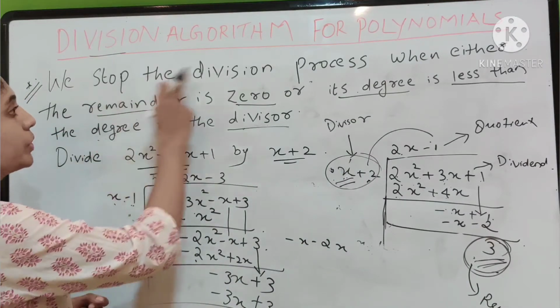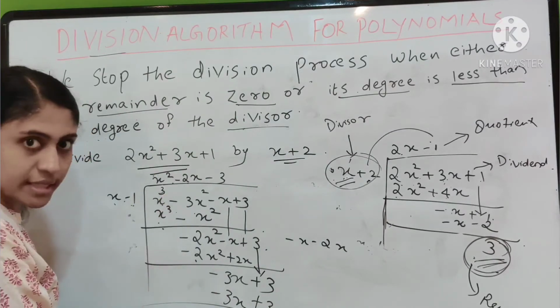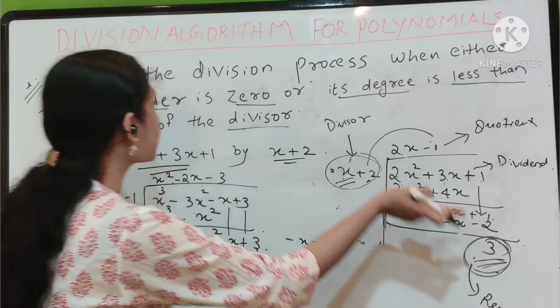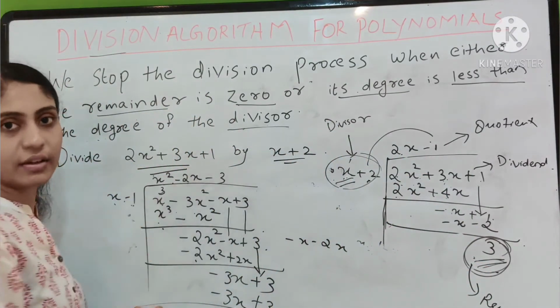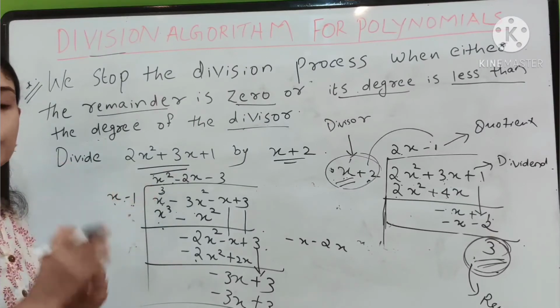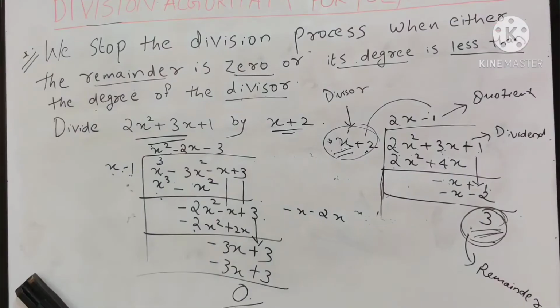That is, we stop the division process when either the remainder is 0, like in this case, or the degree of the remainder is less than the degree of the divisor. So when either of these two conditions happens, we have to stop the division process. I hope you understood the concept.